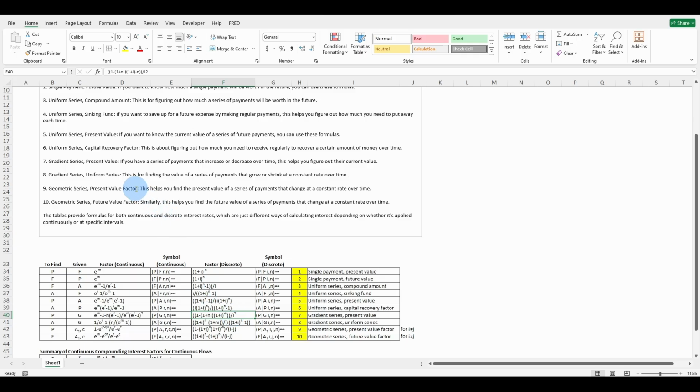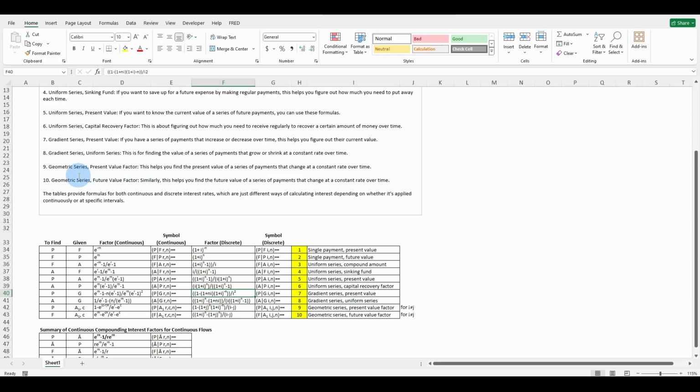Then we have number 8, gradient series, uniform. So number 7 said present value. Number 8 most likely will be a future value. And this is for finding the value of a series of payments that grow or shrink at a constant rate over time because of the types of calculations you're going to do. Are we growing? Is there a constant flow of revenue?